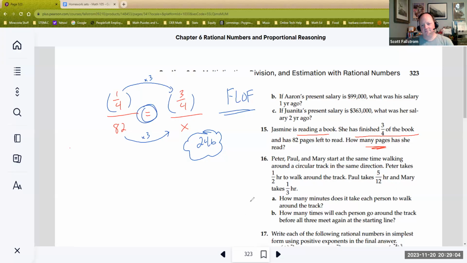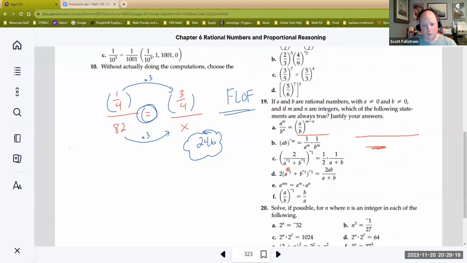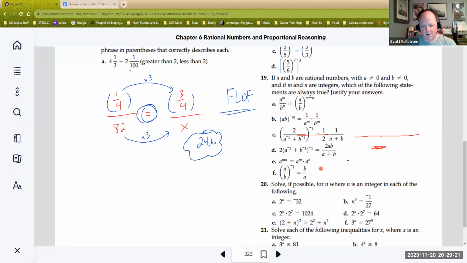All right. There you go. All right, that is number 15. Let's take a look. Next up is number 19. Okay, let's scroll down. Let's see what number 19 has in store for us. Number 19. Ooh, a lot of options here.